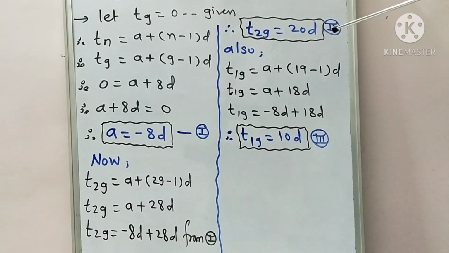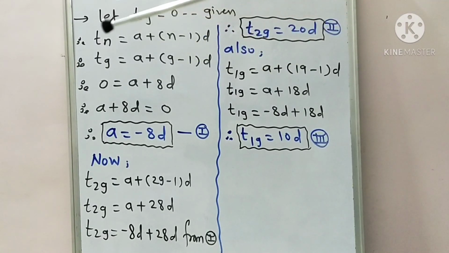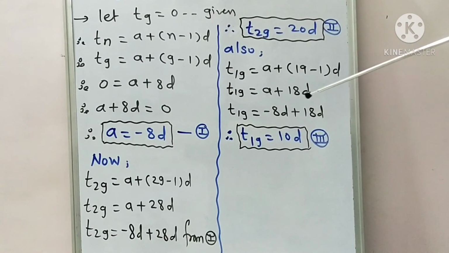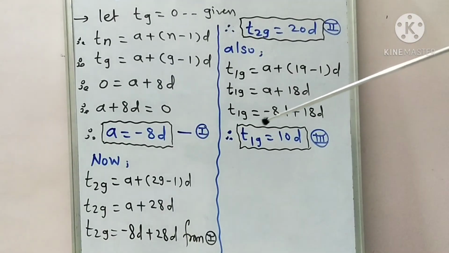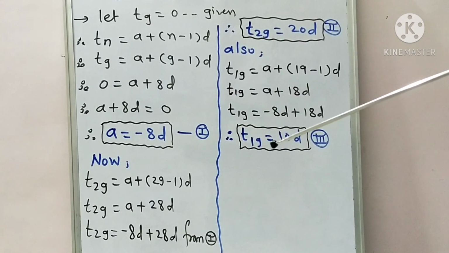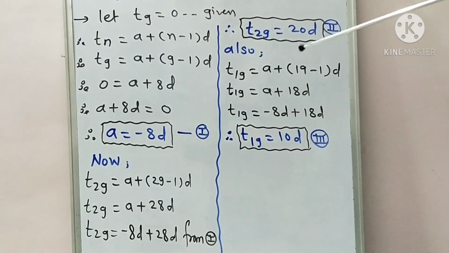We number it as 3, and similarly we find the value of T19 using the same formula of Tn. So T19 equal to a plus 18d, okay. Understood? But here again the value of a is minus 8d. As we replace a with minus 8d, T19 is equal to 10d. So here we have two values for T29 and T19 in terms of d, and what we notice here, students, is that 20d is twice 10d.